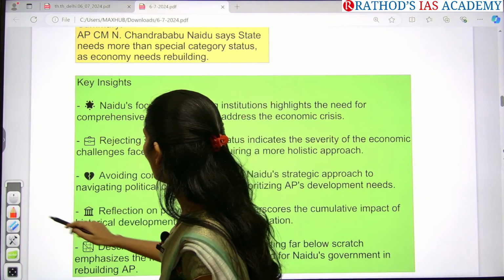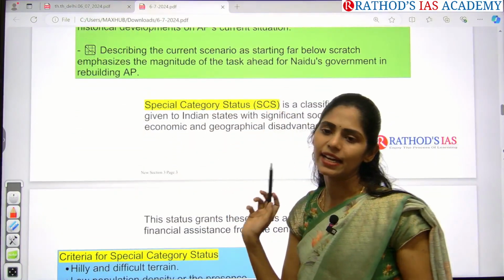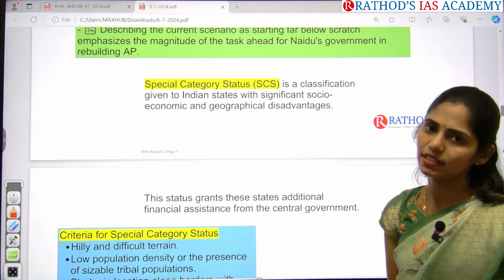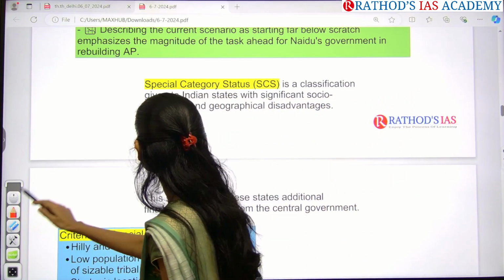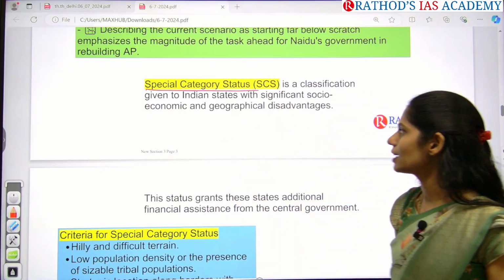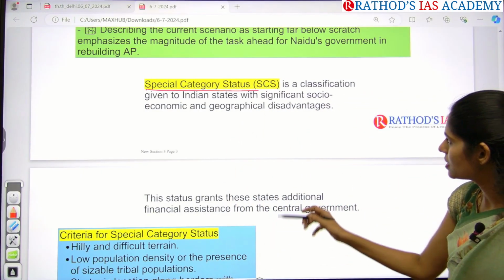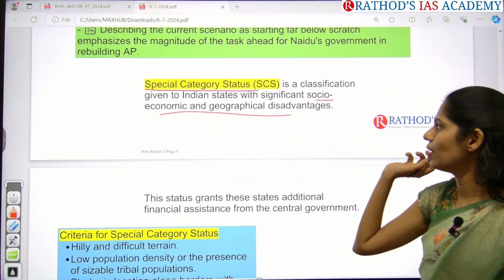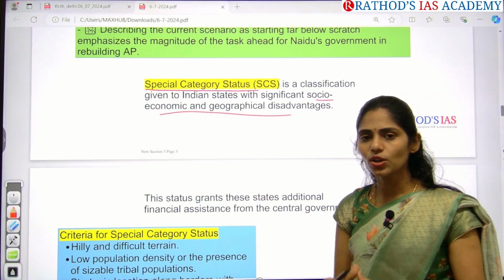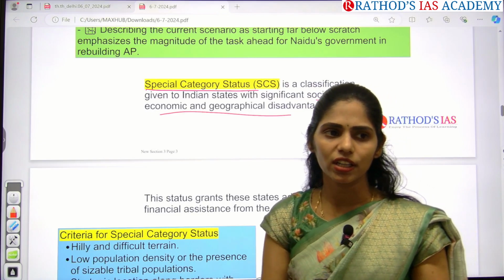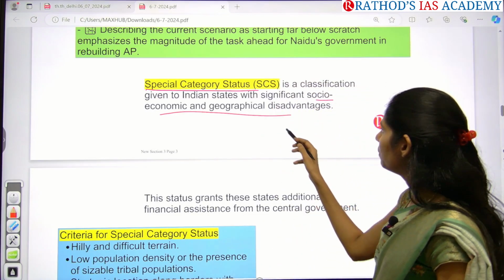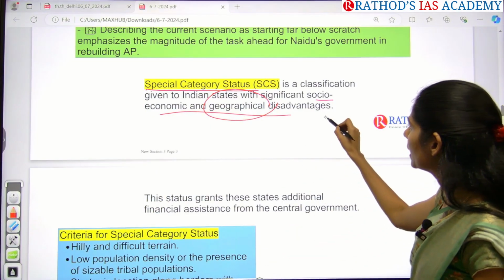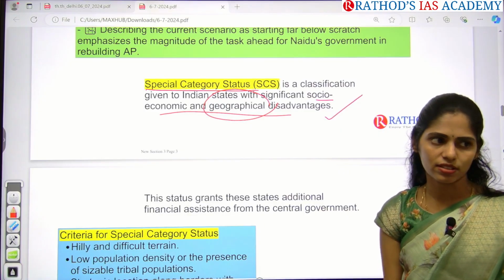Okay, so here you have to focus on what the special category status is, and let us see the basics of it. Special category status is a classification given to Indian states with significant socio-economic and geographic disadvantages. So whenever states have a socio-economic disadvantage, or for example a geographical disadvantage, they will be getting this special category status.